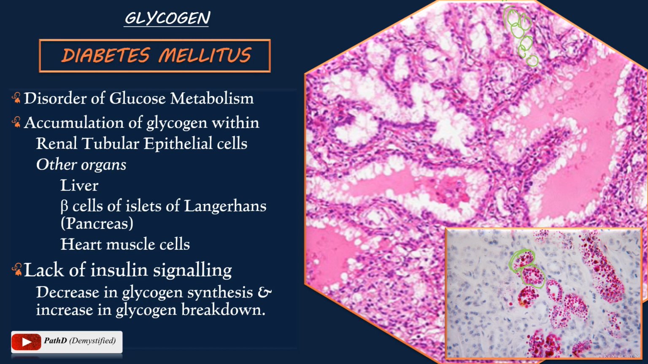So why does it happen in diabetes mellitus? It is happening because of lack of insulin signaling. That is, there is decrease in glycogen synthesis and there is increased breakdown of glycogen, which is leading to accumulation of glycogen within the renal tubular epithelial cells. It can also be seen in other organs like liver, beta cells of pancreas and heart muscles.